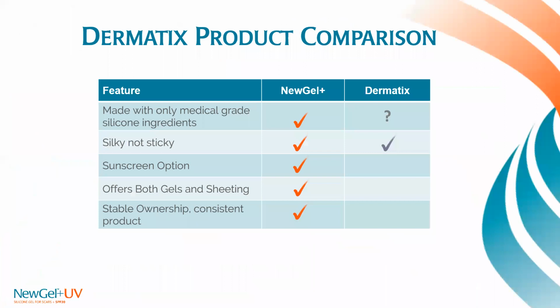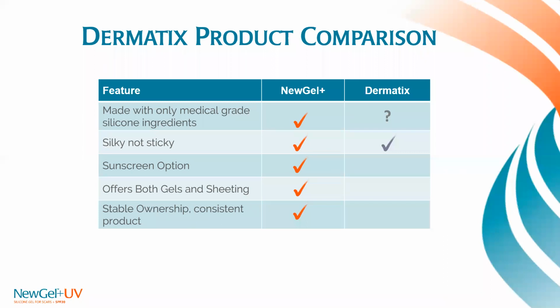So if you compare them side by side, NewGel Plus is made with only medical grade silicone ingredients. Dermatix does not say anything about medical grade. It did not have medical grade when it was under the Kelacote formulation. I can't speak to it now for sure, but I do not see any mention of medical grade ingredients.